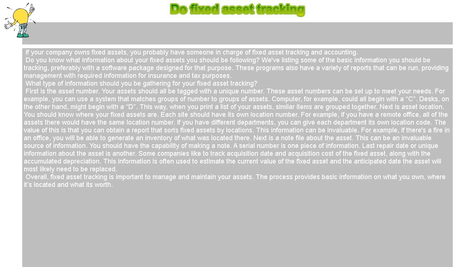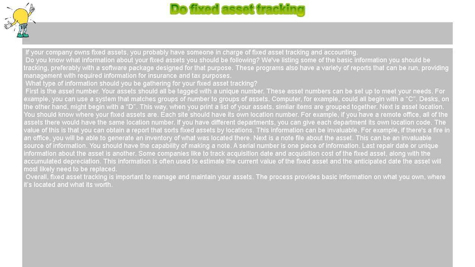Computers, for example, could all begin with a C. Desks, on the other hand, might begin with a D. This way, when you print a list of your assets, similar items are grouped together.